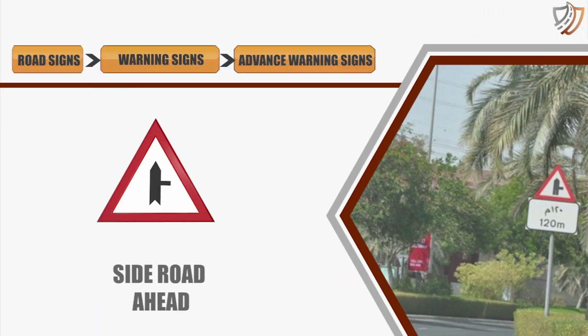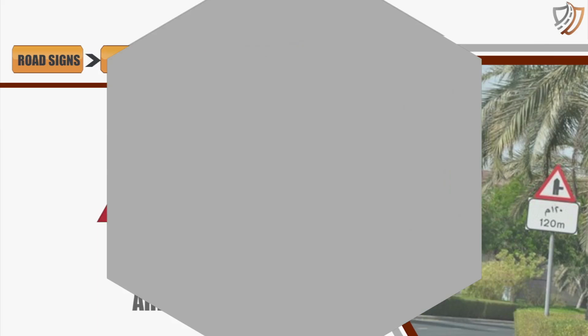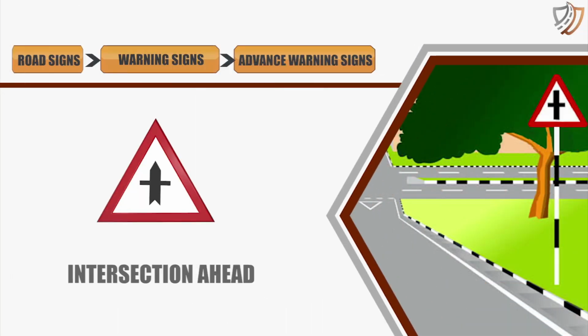Side road ahead. This sign warns the driver that a road is joining from the right side ahead. Drivers need to slow down and be aware of the potential hazards. Intersection ahead. This sign warns the road users that your road will intersect with another road. This sign is used on two-way traffic areas. Motorists must slow down and be prepared for the vehicles approaching from both directions. Always avoid overtaking in such areas.